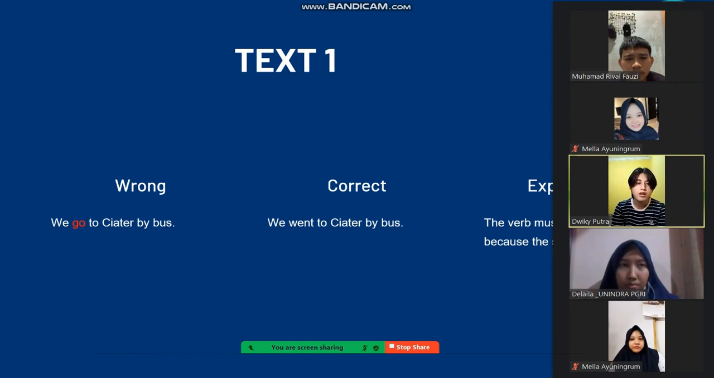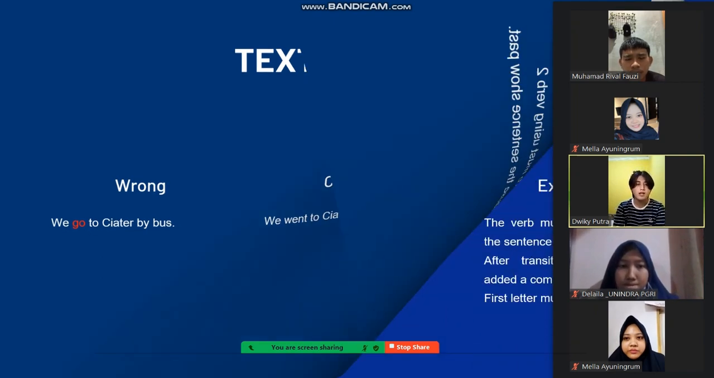Second sentence. We go to Chater by bus. There is a wrong sentence. And the correct is we went to Chater by bus. The explanation is the verb must use verb 2 because the sentence is in the past. Next.